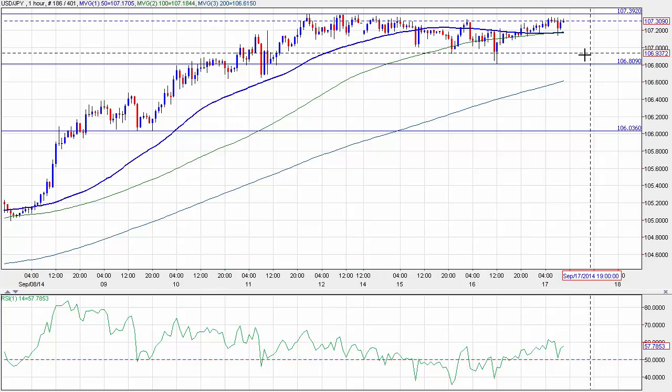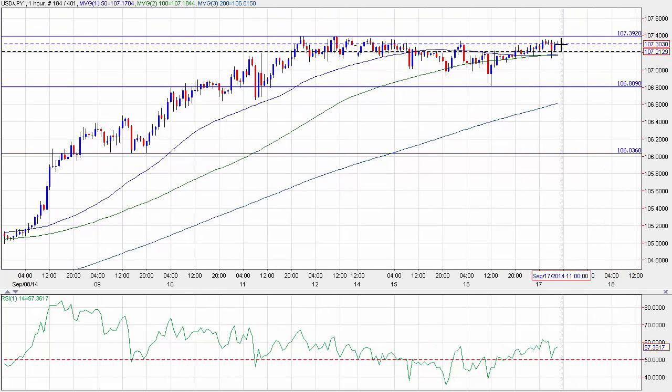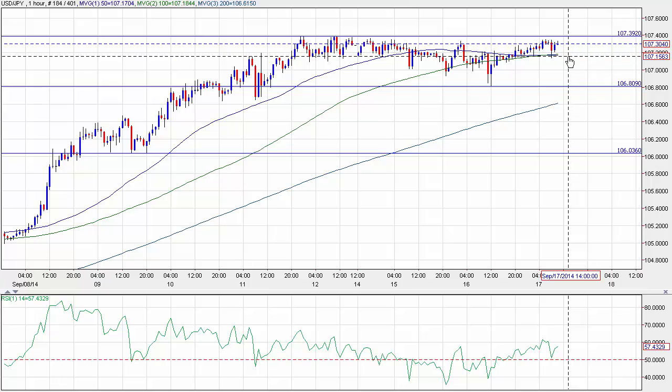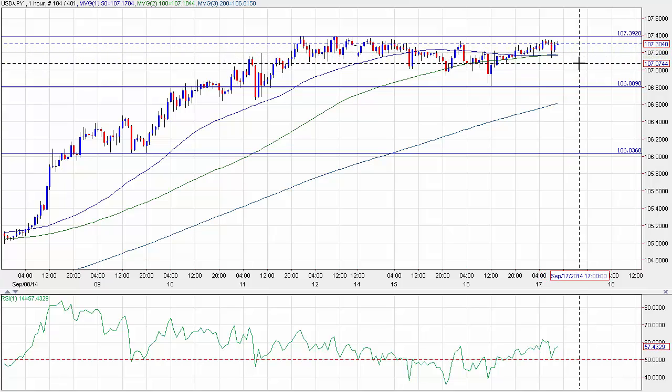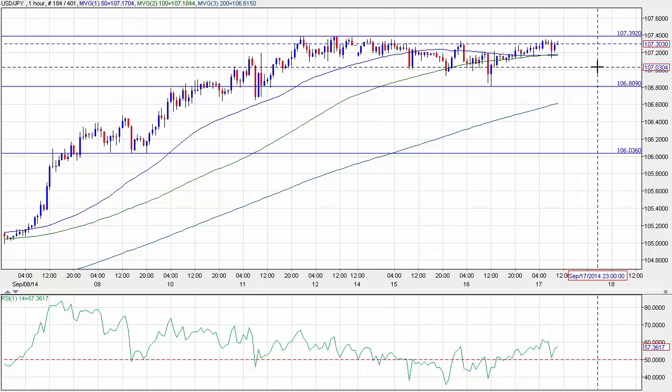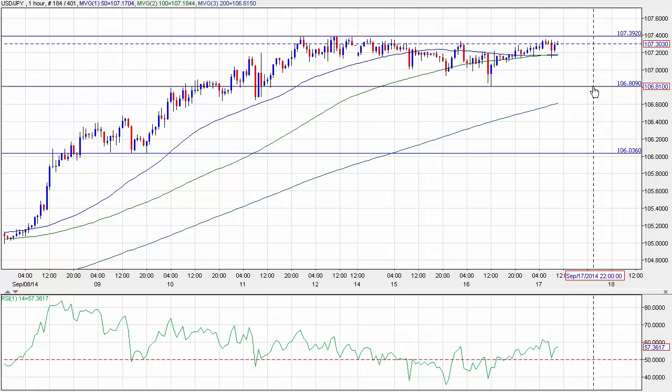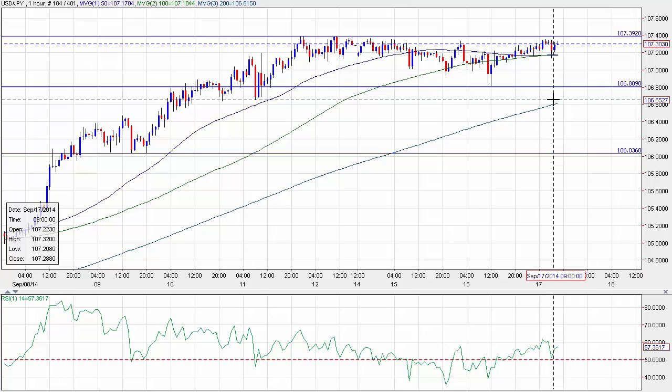If price fails to break above 107.40, or even if it does break above that and then quickly comes back down and crashes below 107.10, we are likely in some consolidation or bearish correction mode. First with the 106.80 and then the 106.60 level in sight.